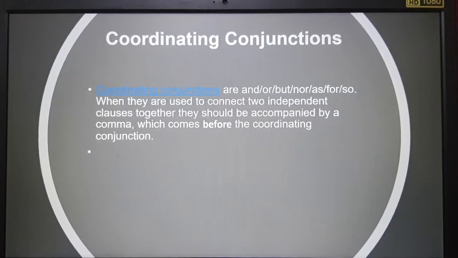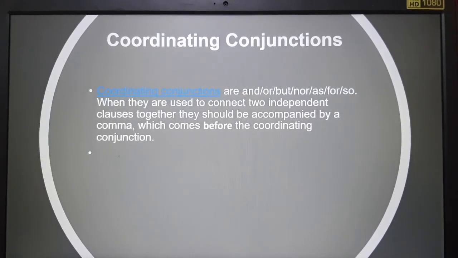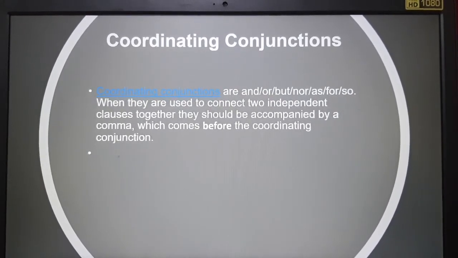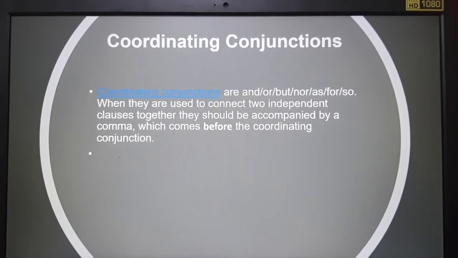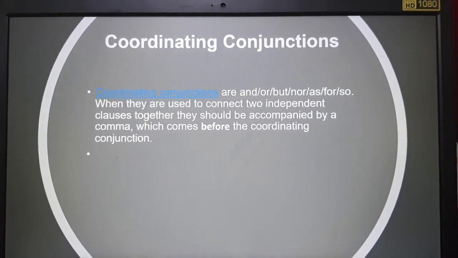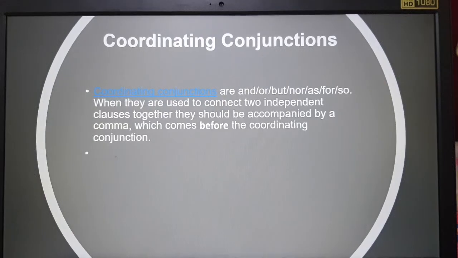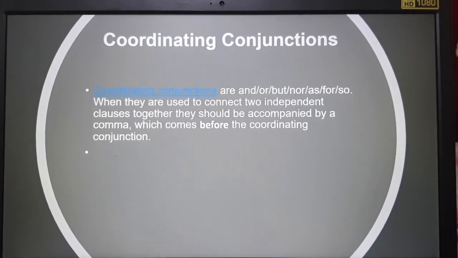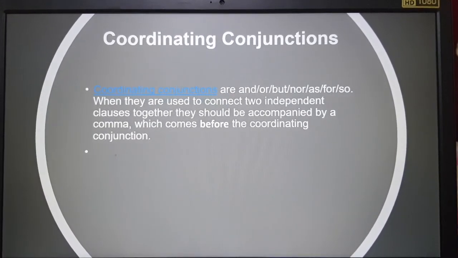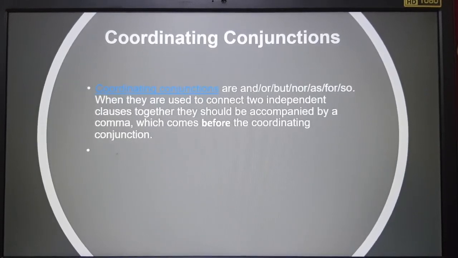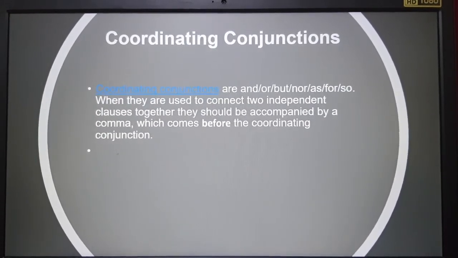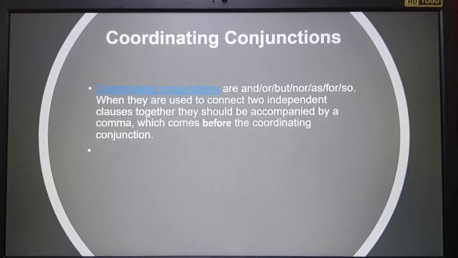Coordinating conjunctions: and, or, but, nor, as, for, so. When they are used to connect two independent clauses together, they should be accompanied by a comma, which comes before the coordinating conjunction. So do not forget to put a comma before. Okay, this is important.